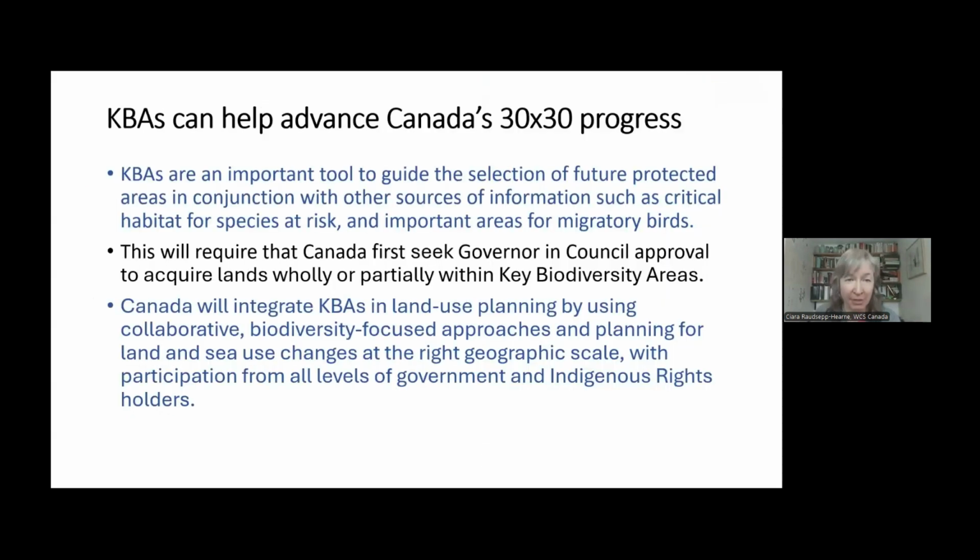So the federal government is fully on board with this, and looking at key biodiversity areas to advance Canada's 30 by 30 progress. So KBAs are an important tool to guide the selection of future protected areas in conjunction with other sources of information. This will require that Canada first seek Governor and Council approval to acquire lands wholly or partially within key biodiversity areas.